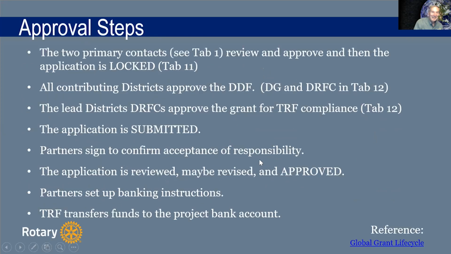Okay. All right. Approval. Once you get all of that stuff straight, and you get everything the way you want it, the 2 primary contacts, those people back on tab 1, it might be you and your good buddy who's in that other country, you review it and you approve it, and the application gets locked. That says you can't change it anymore. Well, you can change a couple of things, but pretty much it's locked. Then all of the contributing districts, the district governor and the Rotary Foundation chair, for all of the districts that are putting in money, they have to approve the money that they're putting in.